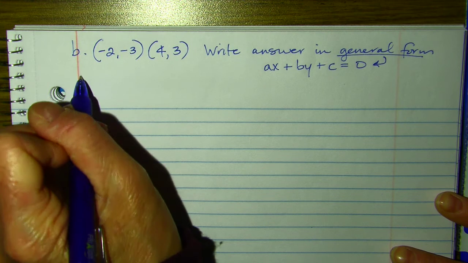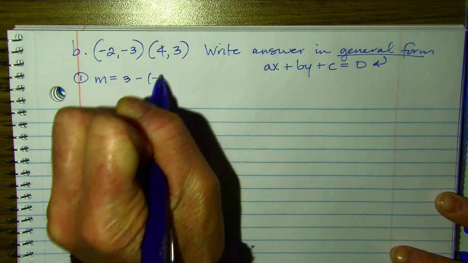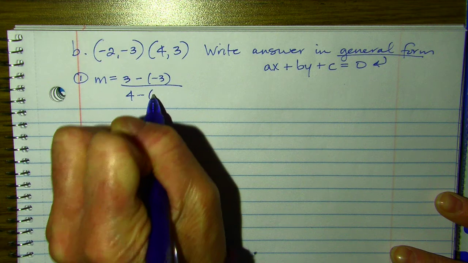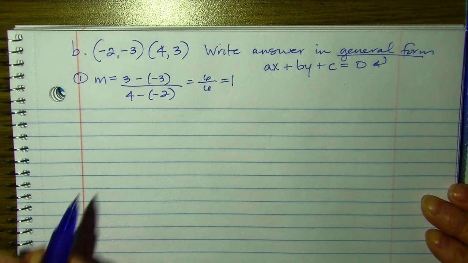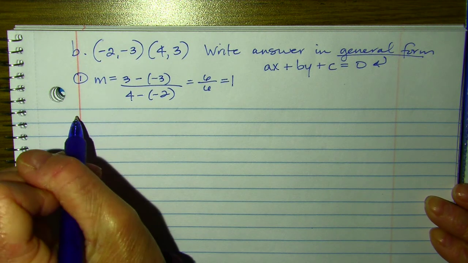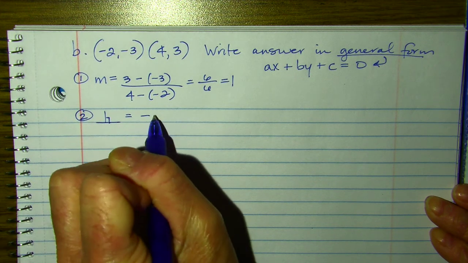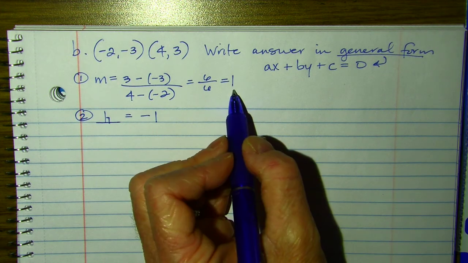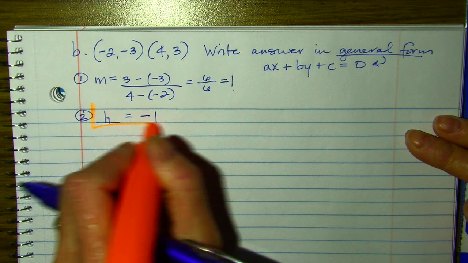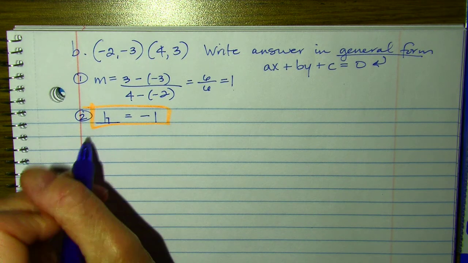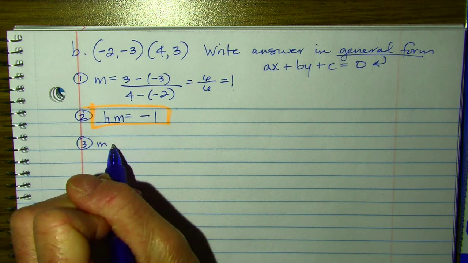So first step is to find slope. So 3 minus -3 over 4 minus -2. That would give me 6 over 6, which equals 1. Step 2 is to find my perpendicular slope, which would be opposite reciprocal, because 1 over 1 is just 1. Okay, and remember, I'm going to use this later. Step 3 is to calculate our midpoint.